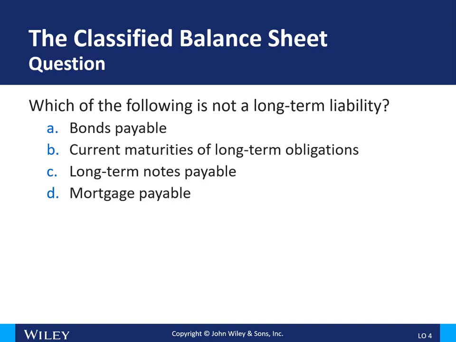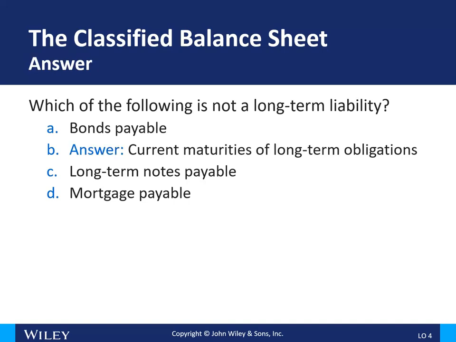You get a hint in the answer here. The current maturities would be a current liability. What that is, is the part of these other potential long-term liabilities, bonds, long-term notes payable, or mortgages payable, that are due within a year. So we'll break out the part that's due within a year and put it in the current section, and leave the rest of the balance in the long-term section.